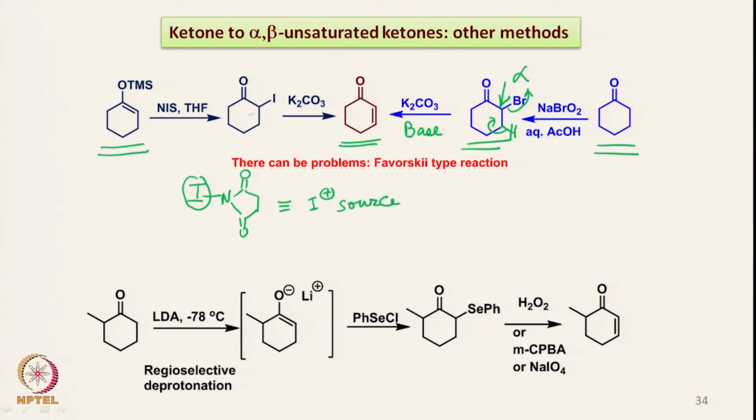So, you can introduce here this iodo group, and then in a similar fashion as this reaction here, this elimination of HI under basic conditions gives an enone. So, one can do it, but the problems associated with these are the fact that some of these alpha haloketones can undergo, under basic conditions, the Favorsky rearrangement.